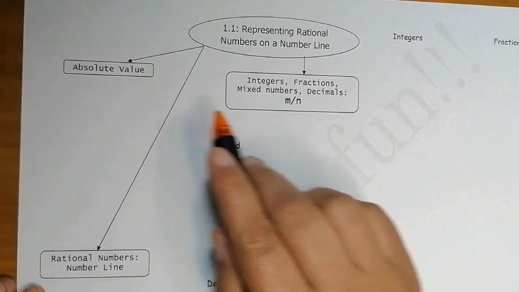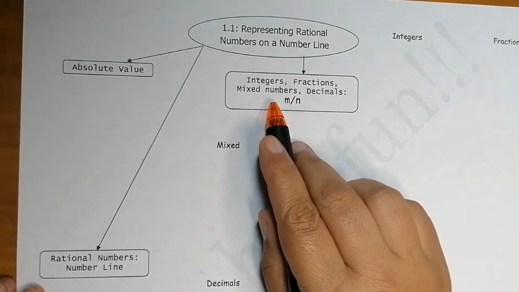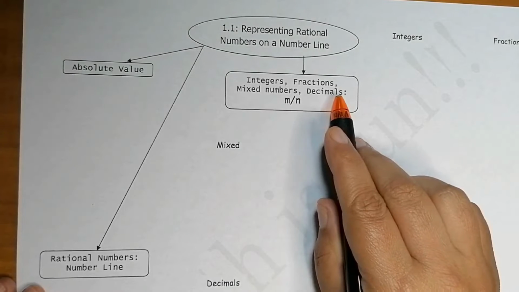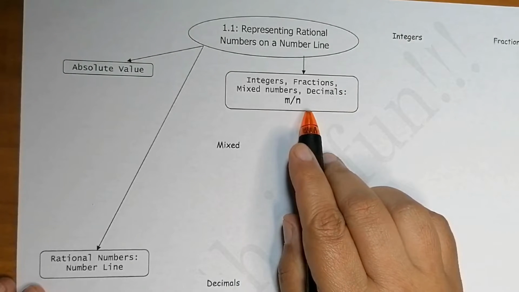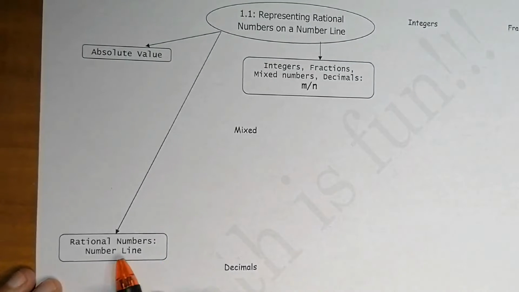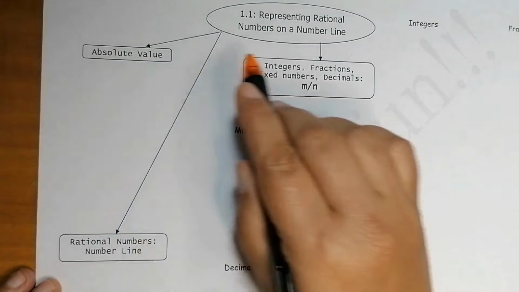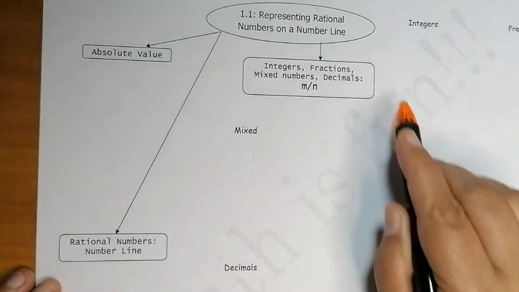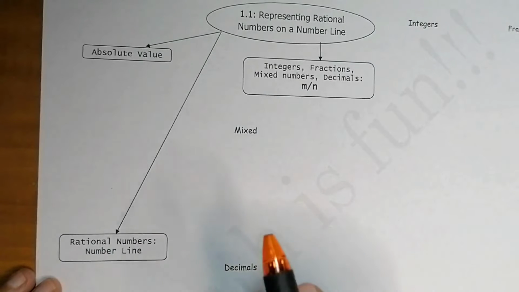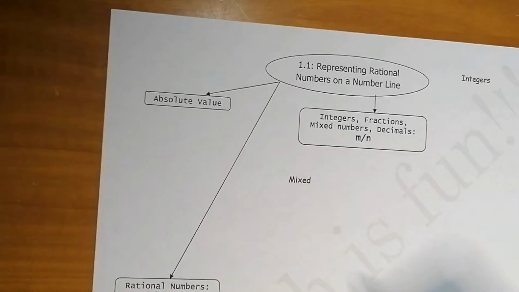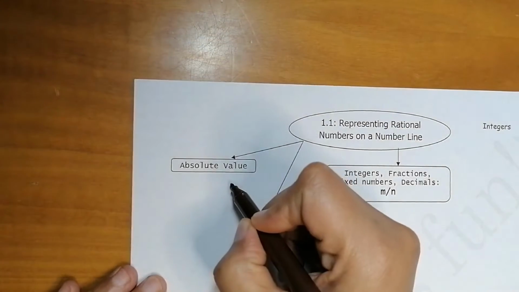Absolute value; integers, fractions, mixed numbers, and decimals represented as m over n; and finally, rational numbers on a number line. If you understand these three things, you can solve any sums, any problems related to these three from this chapter. So let's begin. First, we begin with absolute value.